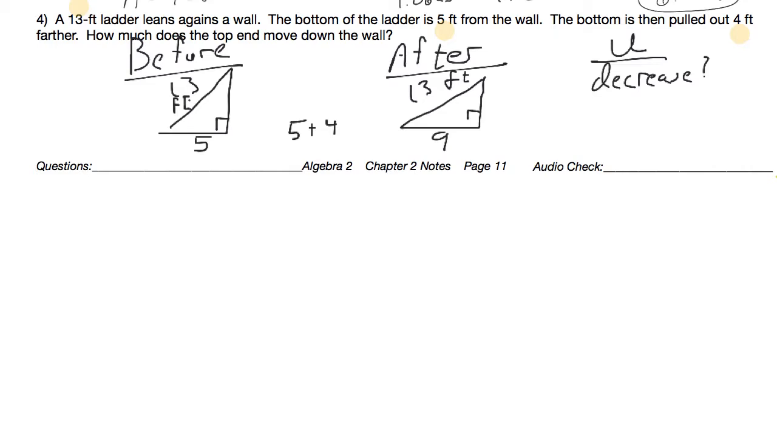Well, I guess my unknown is the amount of decrease in the height. So I'm going to need to find the before height and the after height. I'll call this A and I'll call this B. What I really want to know is A minus B. So we have 5 squared plus A squared is equal to 13 squared. And we also know that 9 squared plus B squared is equal to 13 squared.